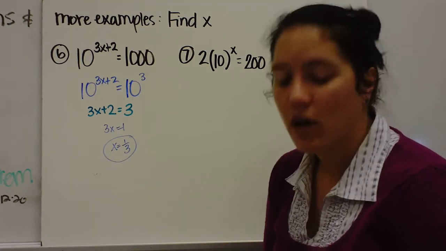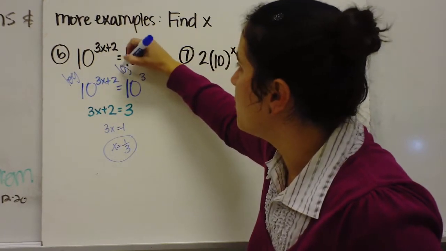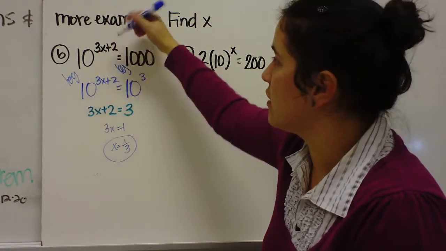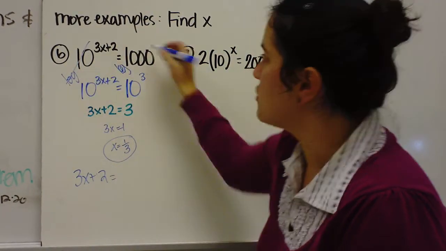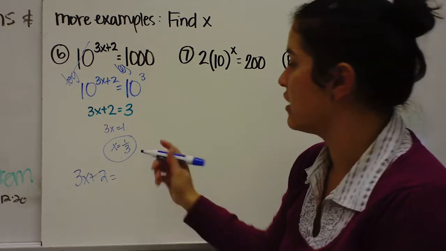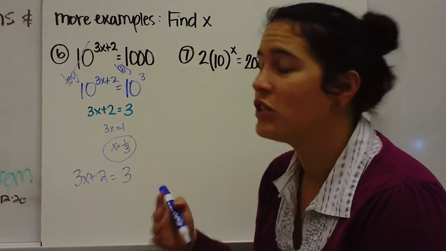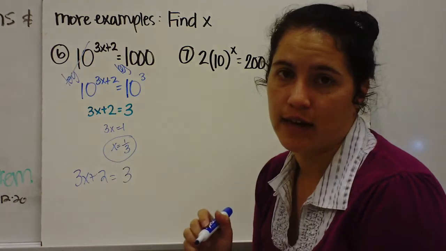But I want to show you also that you can still take the log of both sides. If you take the log of this side, you're left with 3x plus 2. If you type in log of 1,000, it gives you 3. So we're back to where we started. Either way, you can do it. You can get a base of 10, or you can just take the log of both sides.